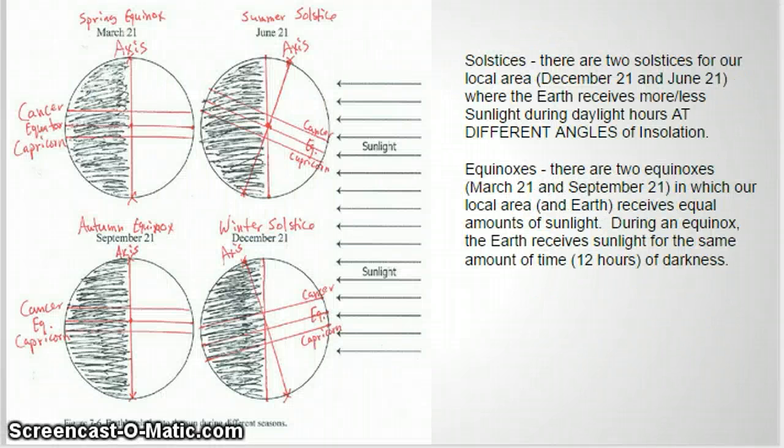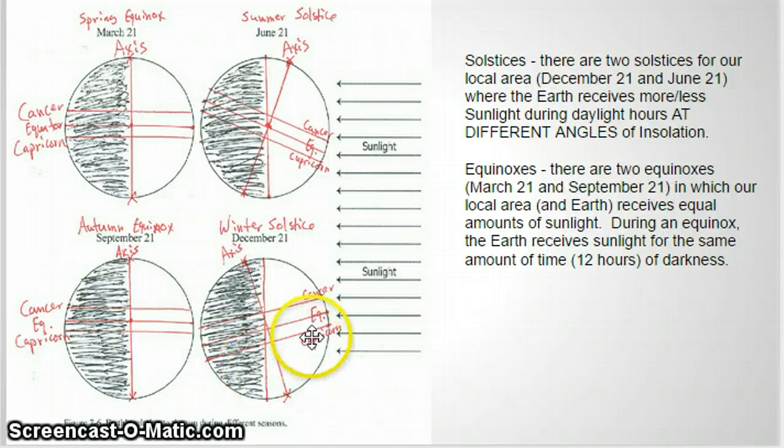So when I look at this picture, we can study the solstices and equinoxes at the same time. There are two solstices in our local area, December 21st and June 21st. These are when the Earth receives more or less sunlight during daylight hours at different angles of insolation. On June 21st, our summer solstice, the northern hemisphere is tilted towards the sun. This side just happens to be darkness. But the northern hemisphere is receiving the greatest sunlight at 23.5 degrees. So the Tropic of Cancer is receiving sunlight at its zenith. The sun's zenith, the highest point in the sky, is 90 degrees, directly overhead.